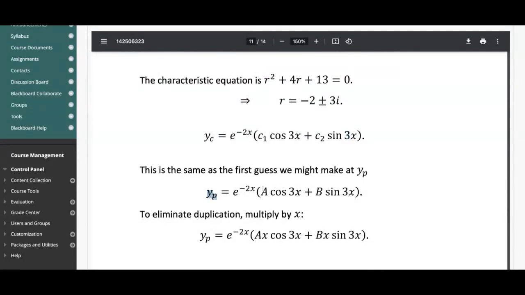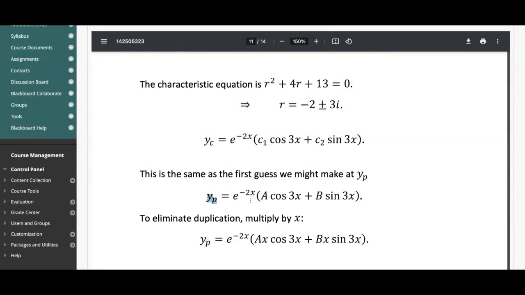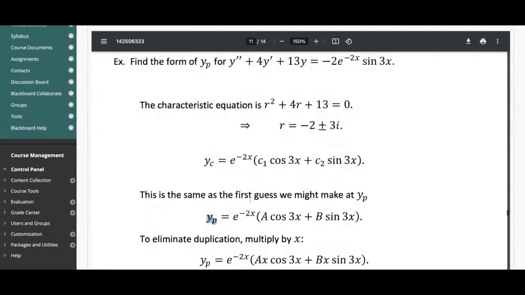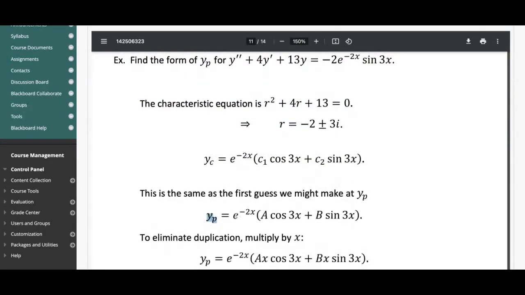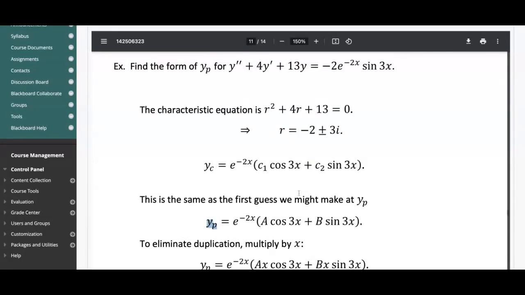So a particular solution we may guess as e to the negative 2x, right? Oh, okay. I was thinking to put an a here. Well, it's the same thing we put over here because we have a sine 3x here. So a cosine 3x plus b sine 3x.